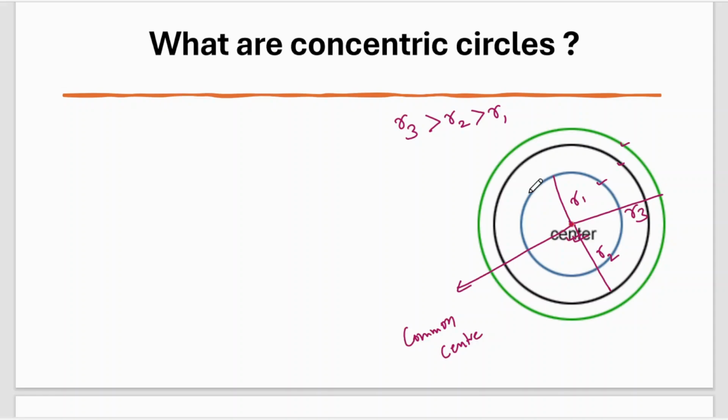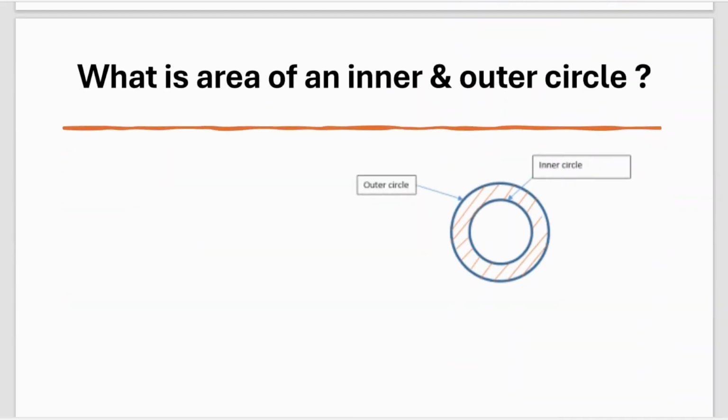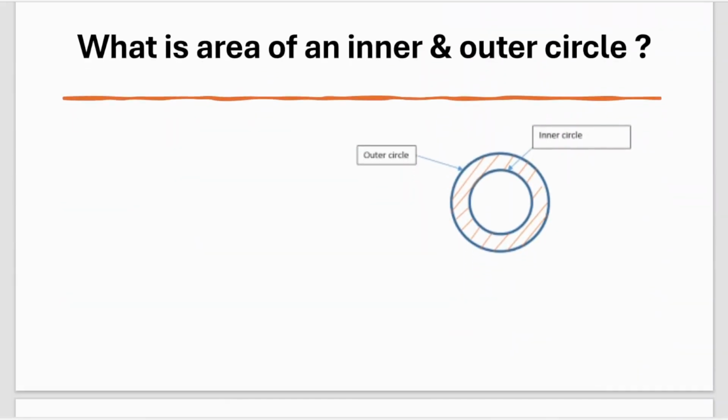Okay, now let's see the next point. What is the area of the inner and outer circle? See, if I ask you what is the area of the outer circle and inner circle, inside this is your inner circle and this circle is your outer circle.